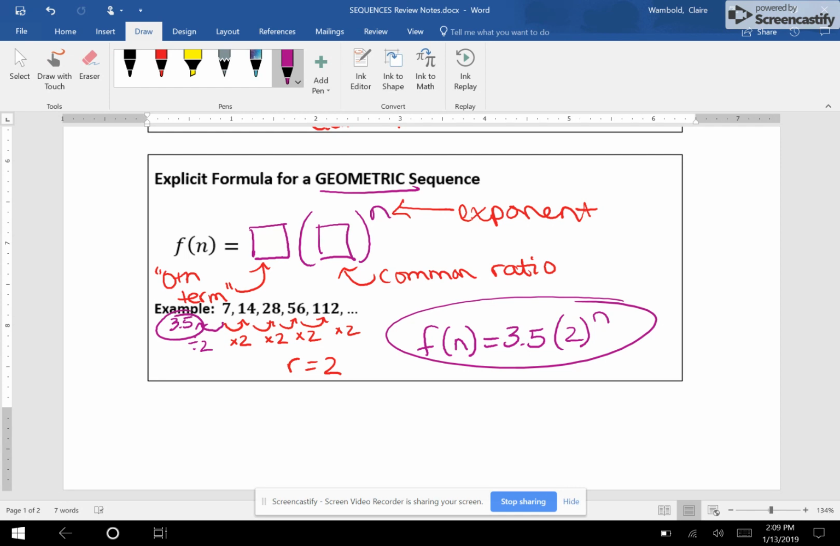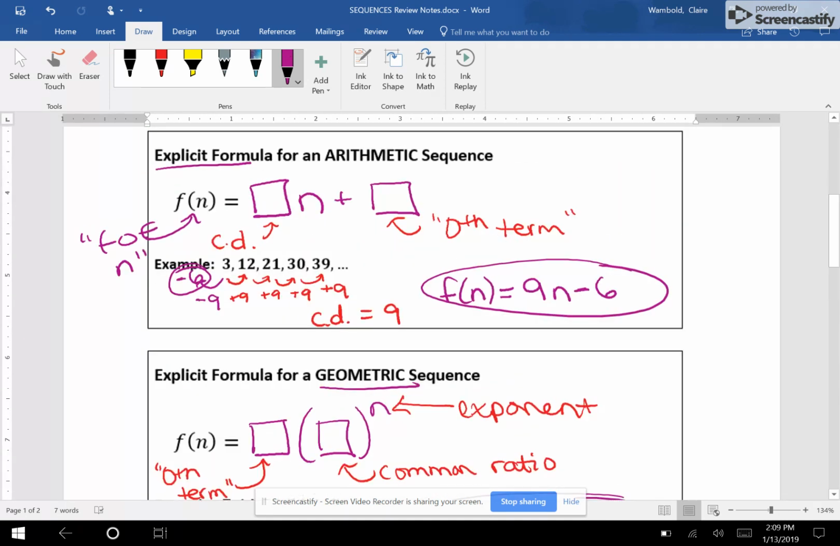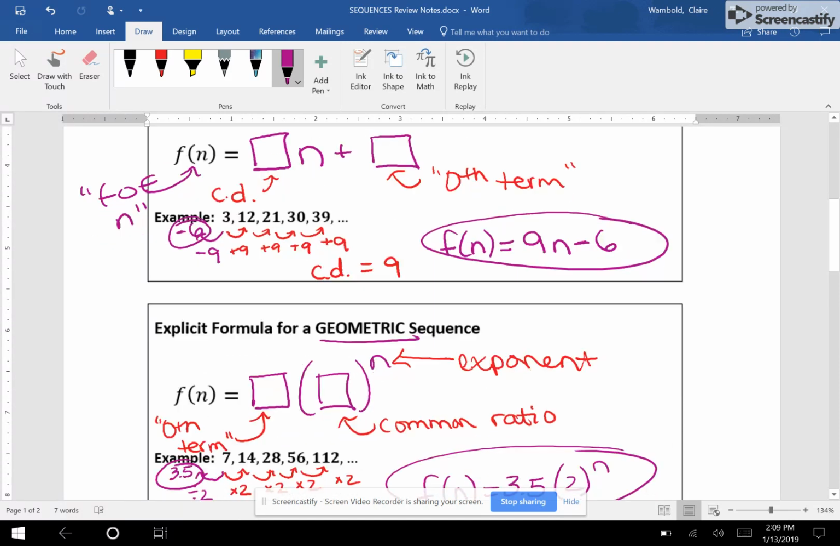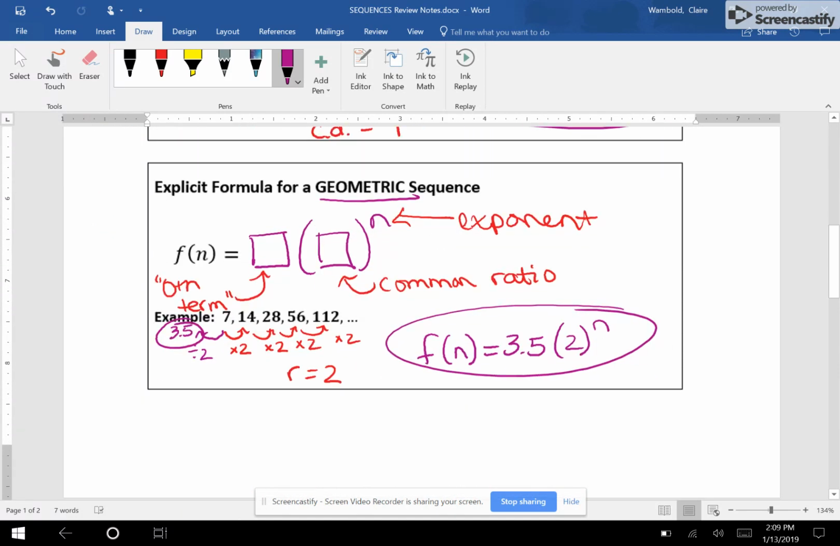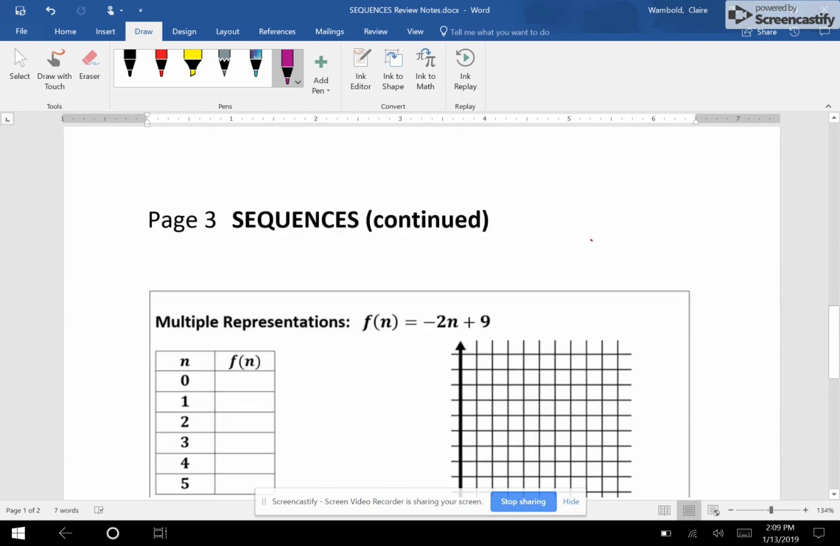So our function becomes f of n equals 3.5 times 2 to the power of n. So we've got all of our work in there. If we're given a sequence as a list, we can always write a formula for it. Now let's talk about what we can do if we are given a formula.